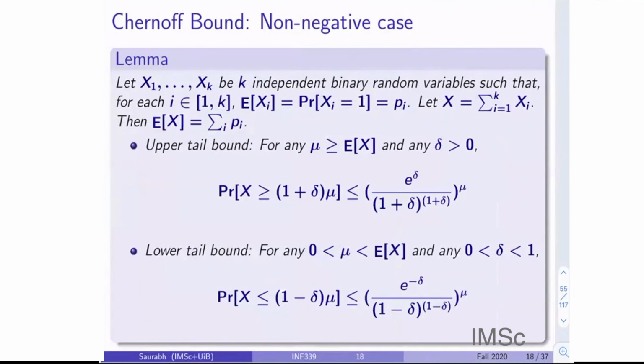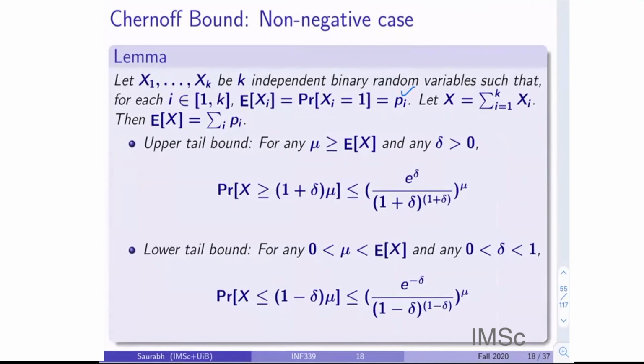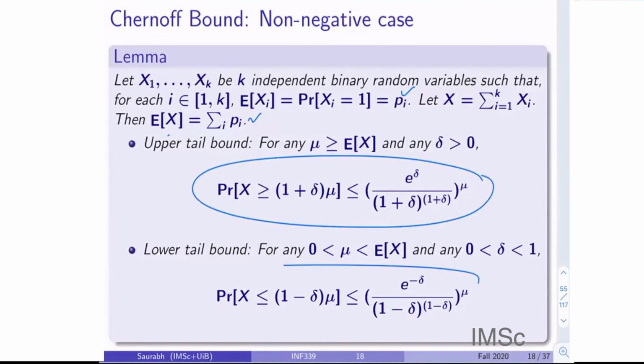So this is the kind of thing you can prove. Let x1 to xk be k independent binary random variables, such that for each i, the expectation of xi, which is the probability, is pi, and this pi could vary. Let x be the summation of the xi, so the expectation of x is the summation of pi. Then you can get an upper tail bound, like x is greater than or equal to (1 plus delta) mu with some probability, and if mu is in some range, you can get some other lower tail bound. I'm not going to prove this, but how do you get this?